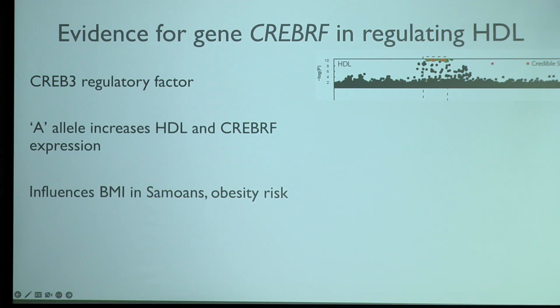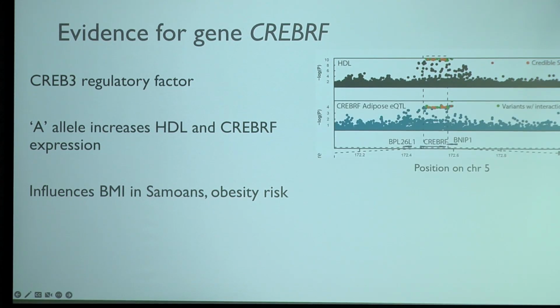This is CREB-RF, which was a regulatory factor. What you see here is a GWAS association of CREB-RF with HDL levels. What we also see right away is an eQTL colocalization in adipose. So this is also interesting because HDL is known to be more adipose specific, whereas LDL levels are more liver specific. So it's nice that we saw an eQTL in adipose, which is likely to be the tissue actually of interest here.